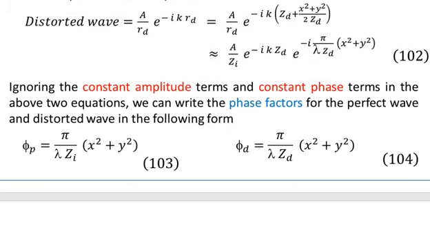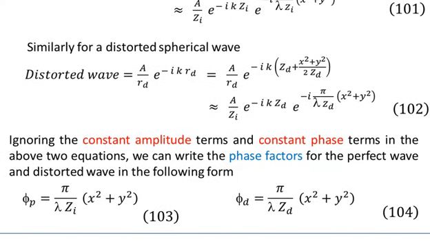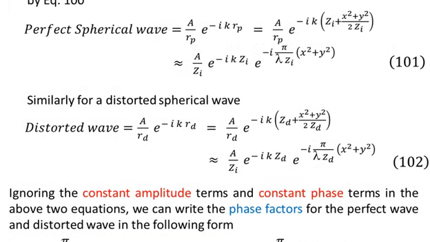So ignoring the constant amplitude terms and the constant phase terms in the above two equations, we can write the phase factors for the perfect spherical wave and the distorted wave in the following form. Here in equation number 102 it should be a over Zd, not Zi, and in equation number 101 it is correct, that is a over Zi.